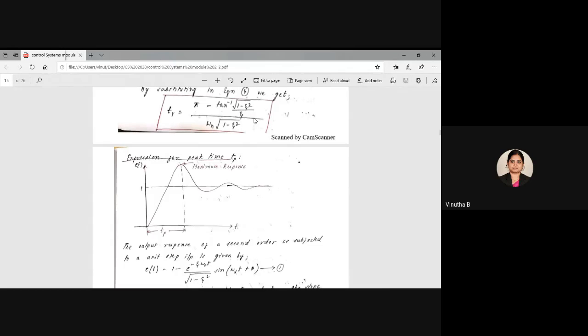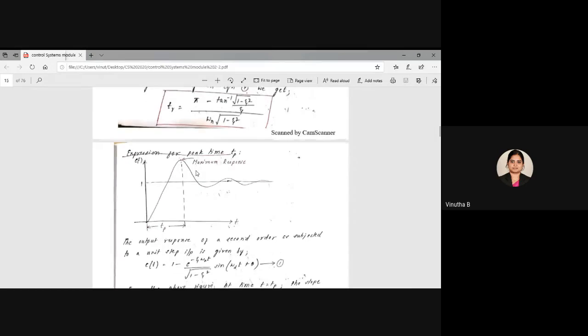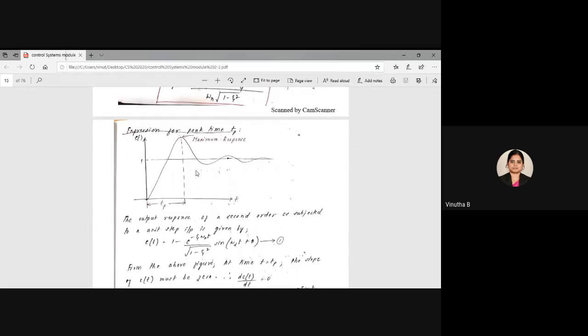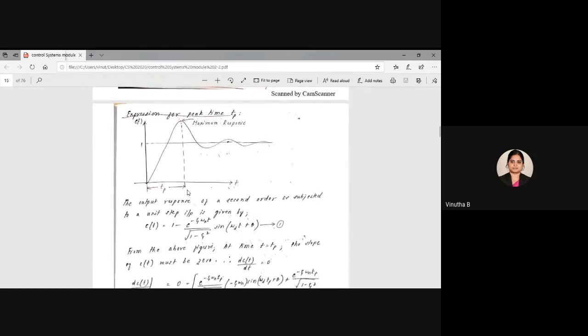Similarly, now we have to start deriving the peak time. So for every derivation, we will consider this underdamped system. Along with that, we are going to consider the time response of second order control system. So now the expression for peak time. So this is the peak time, isn't it? The output response of a second order system subjected to a unit step input is given by, so this formula you have to remember.